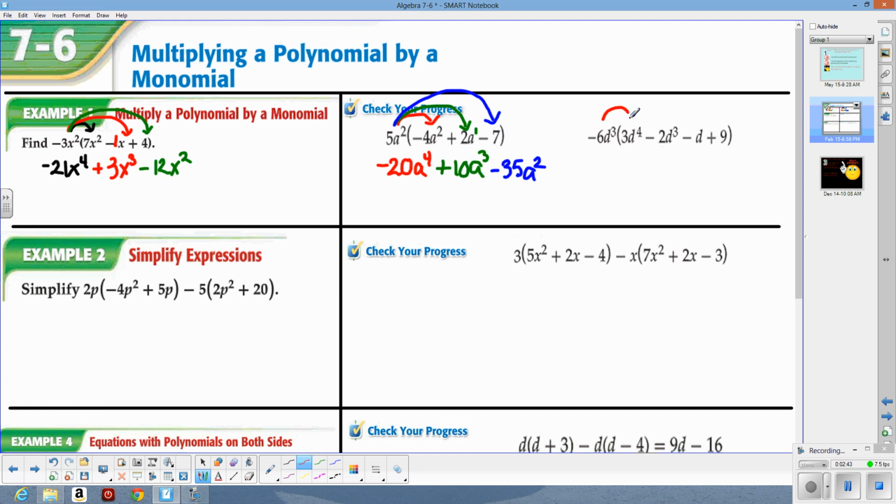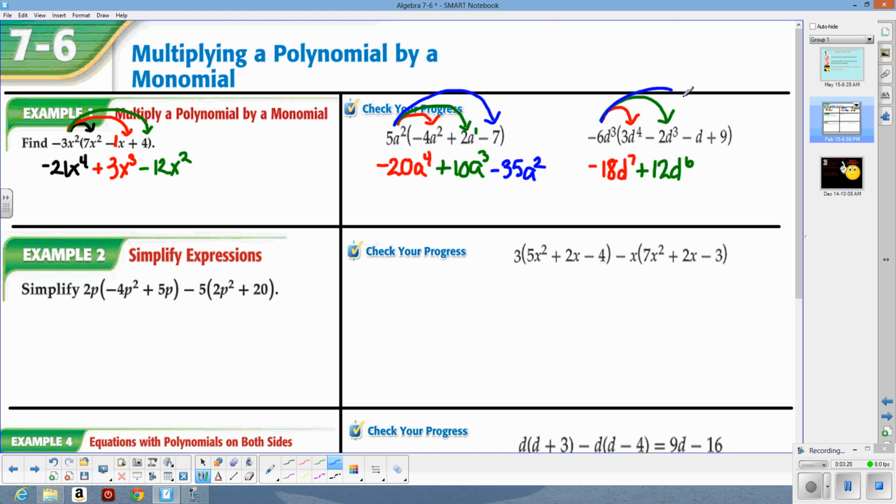Negative 6d to the 3rd times 3d to the 4th is negative 18d to the 7th, since there is a total of 7 d's being multiplied together. Now negative 6d to the 3rd times negative 2d to the 3rd. Negative 6 times negative 2 is positive 12. And d to the 3rd times d to the 3rd is d to the 6th. 3 plus 3. Remember, you add the exponents.